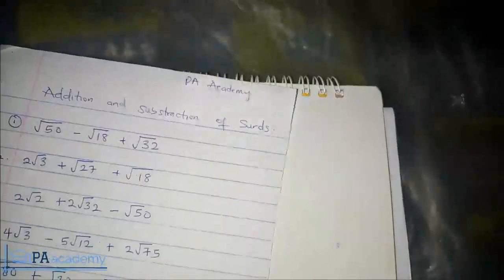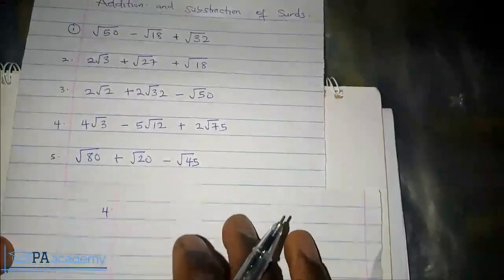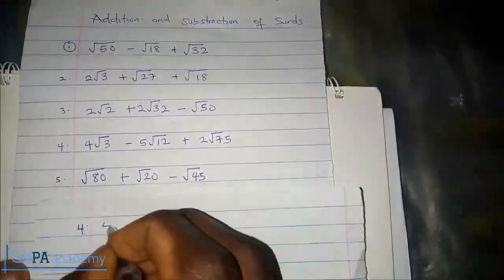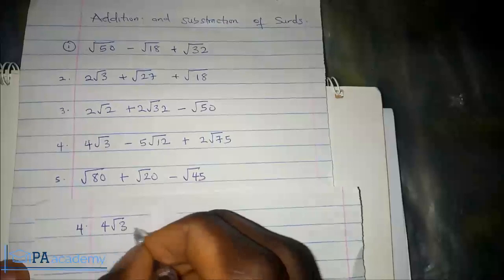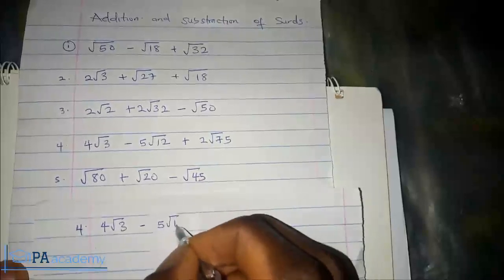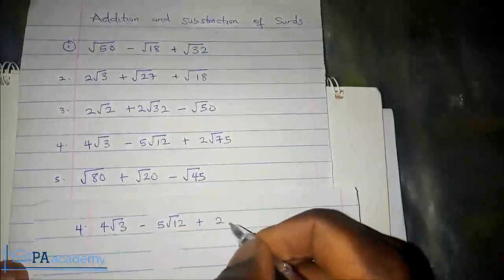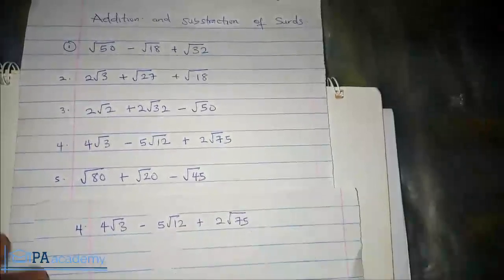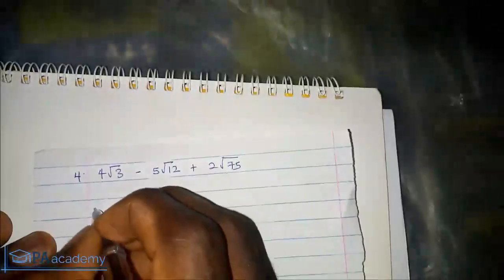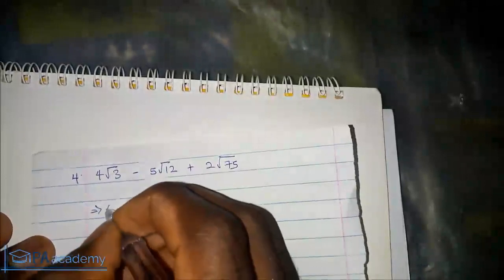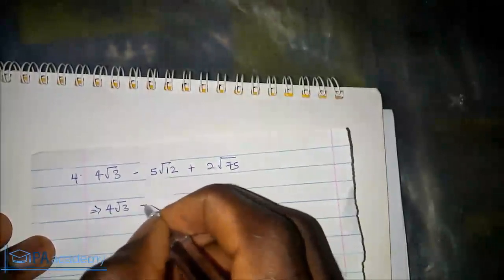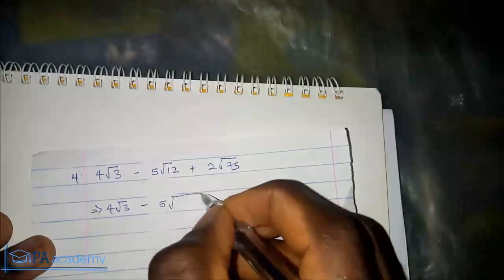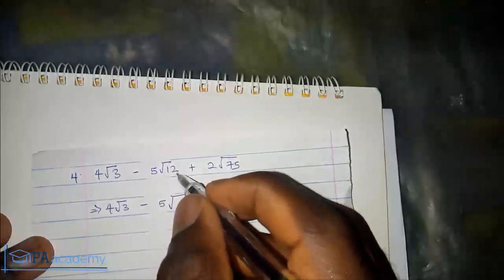So let's look at question number 4. So question number 4 says, 4 root 3 minus 5 root 12 plus 2 root 75. So let's solve that. So for this also, this is already simplified. So we have 4 root 3 minus 5 root 12, we can still simplify it further.